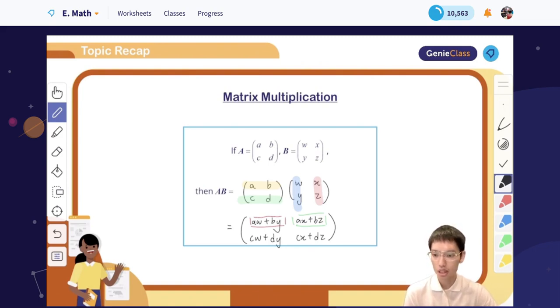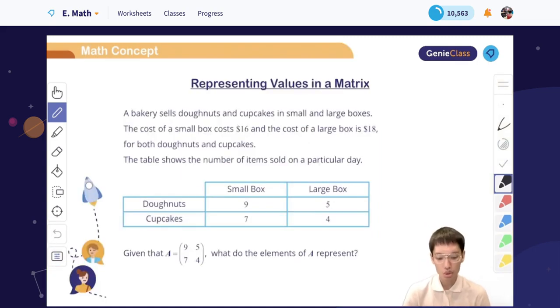Hopefully you guys are doing well in following all the recaps, which we will use for today's lesson, application of real life in matrices. So before we go there, let's go through a mathematical concept with an example.